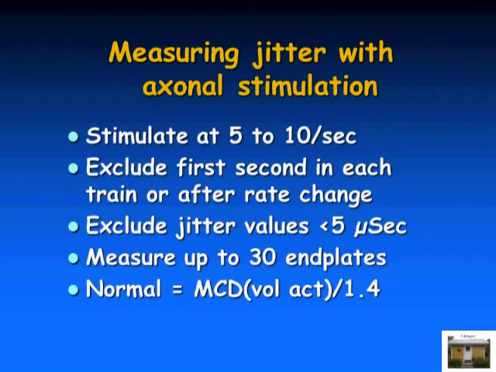There is an arithmetic relationship between the jitter that you measure during axonal stimulation and that which is measured during paired jitter measurements during voluntary activation, which is a technique that we'll come to next. So you could calculate the normal value of one technique from the normative data from the other technique.